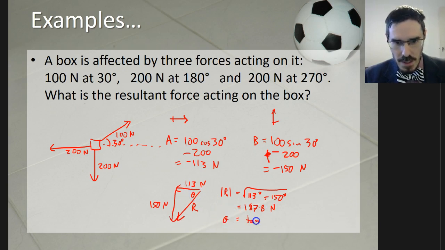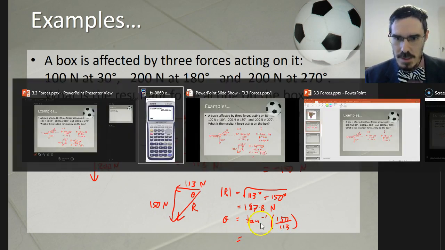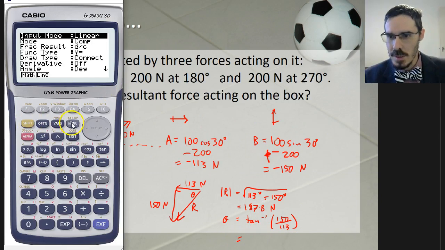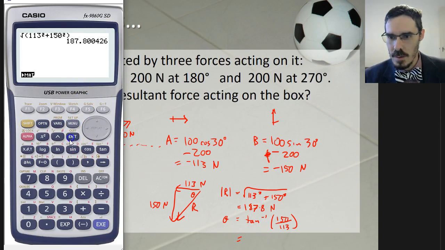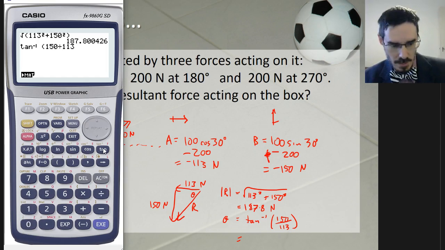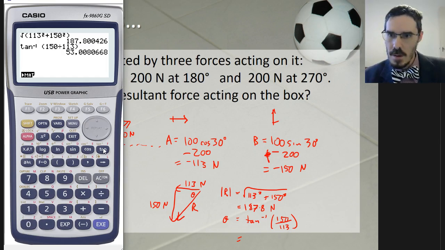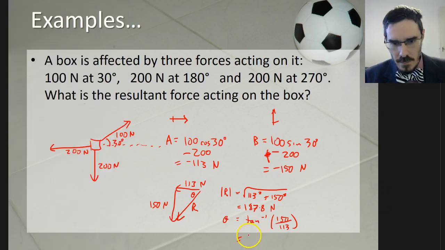And the angle here is inverse tan of opposite on adjacent, 150 on 113. Make sure I'm in degrees. I am. Inverse tan of 150 over 113 is 53 degrees.